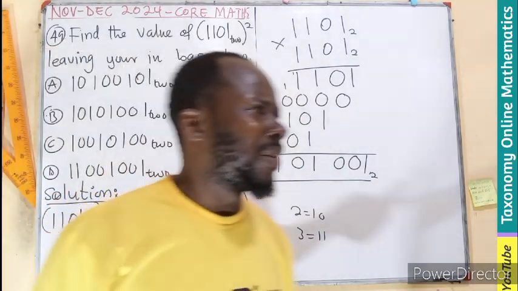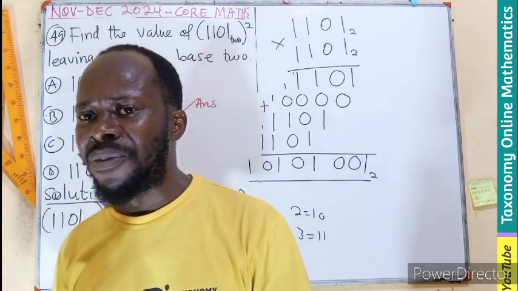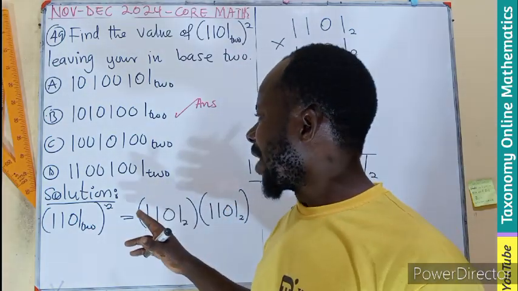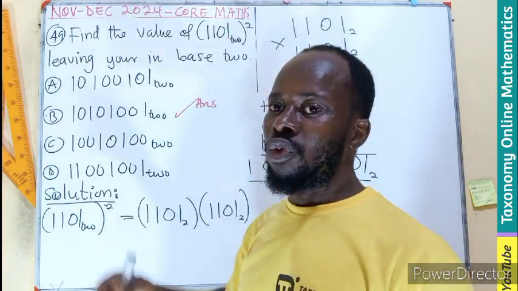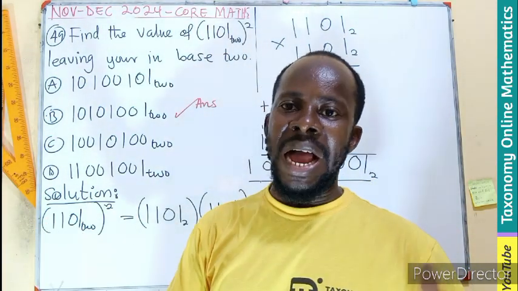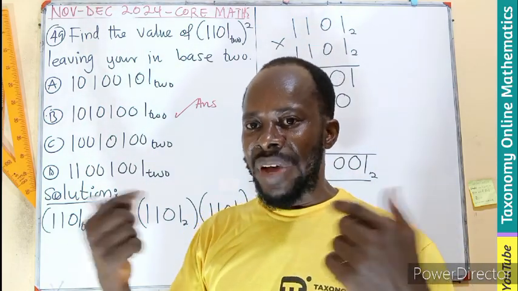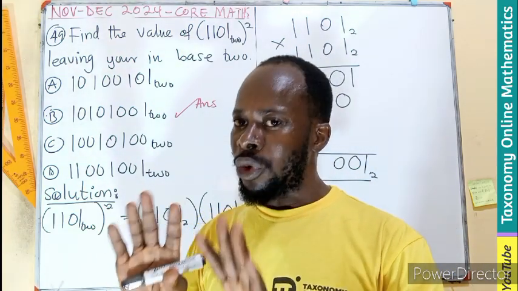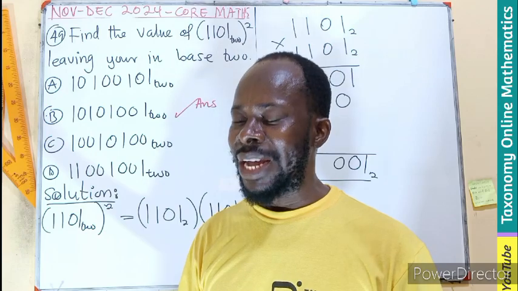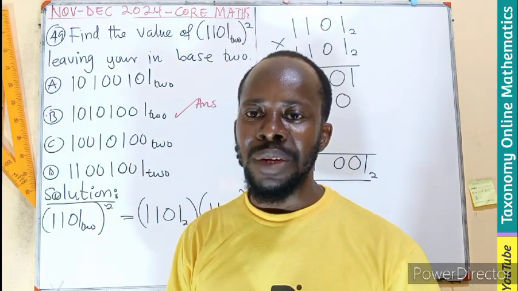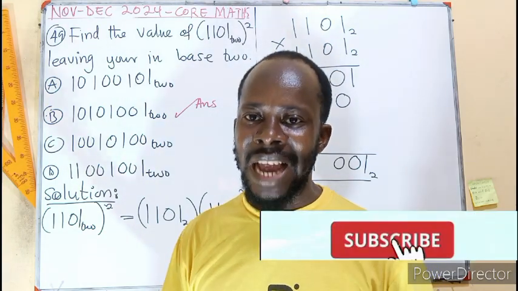All right. There is another way we can get the answer by first converting 1101 base 2 to base 10. Then we multiply the result, then convert the result back into base 2. You will get the same answer. You can try that option also and share your solution with me in the comment section.